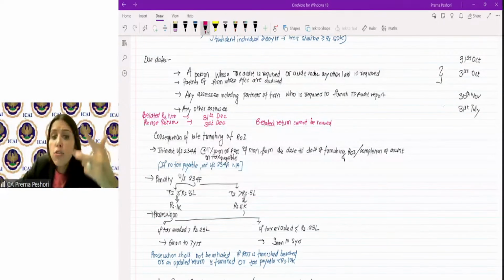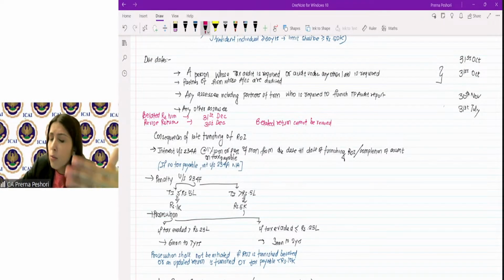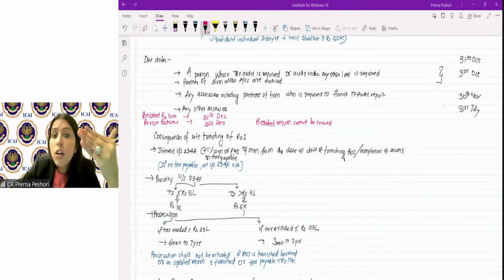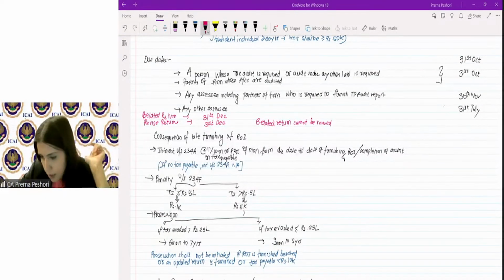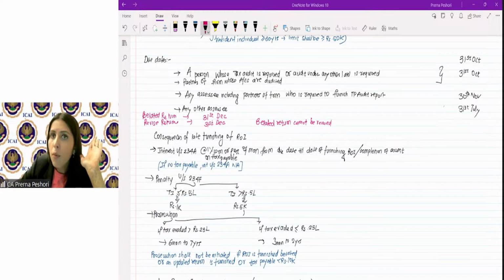Business loss, speculation loss, capital losses, losses from owning and maintaining the race horses, or the specified business losses. So if you have those losses, if you want to carry forward, you have to file by the due date. In case you do not, then your losses will lapse. But income from house property loss or the unabsorbed depreciation can even be carried forward and set off even if you do not file the return of income on time. Yes. So we'll take a break over here.